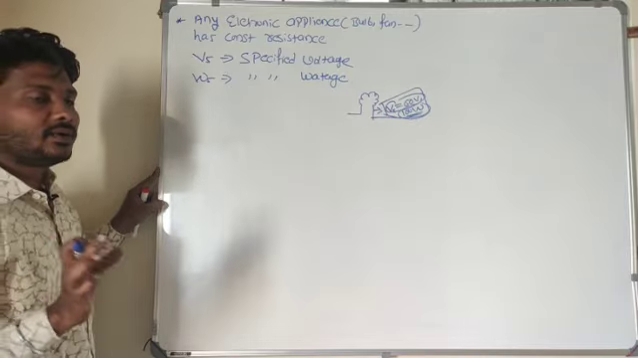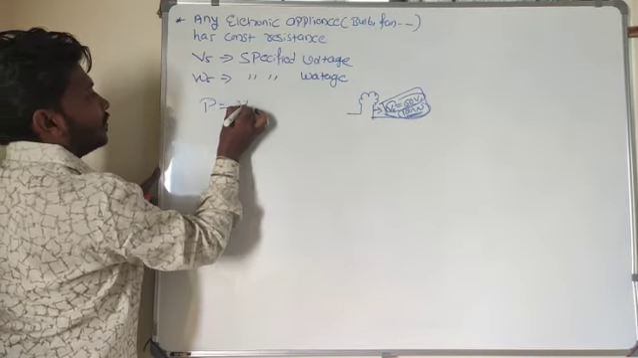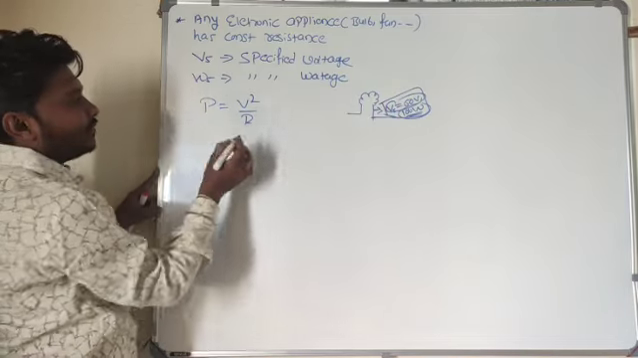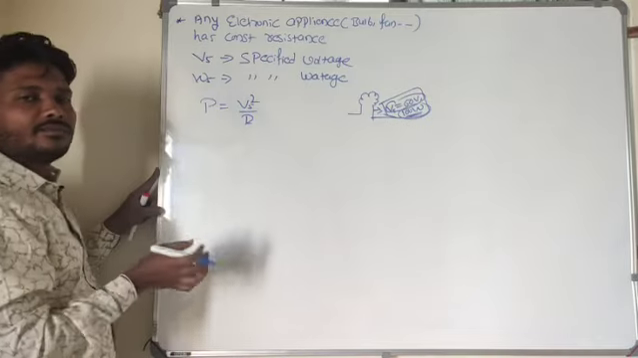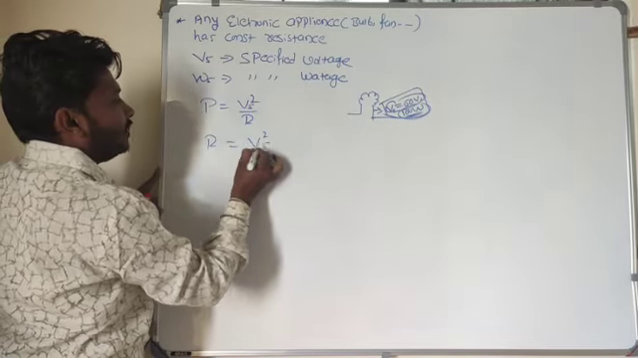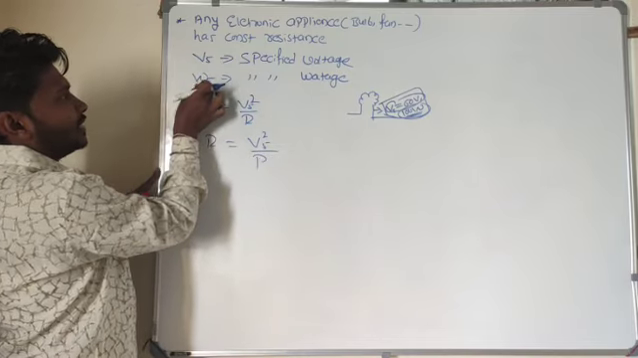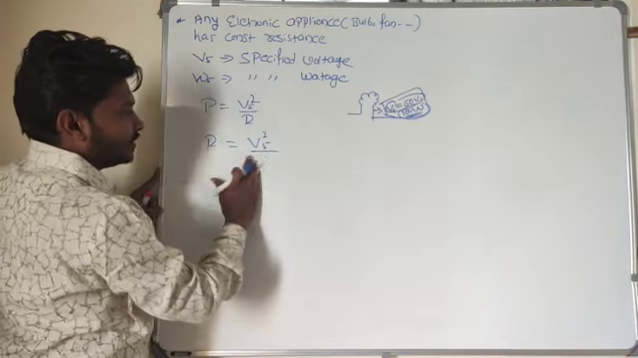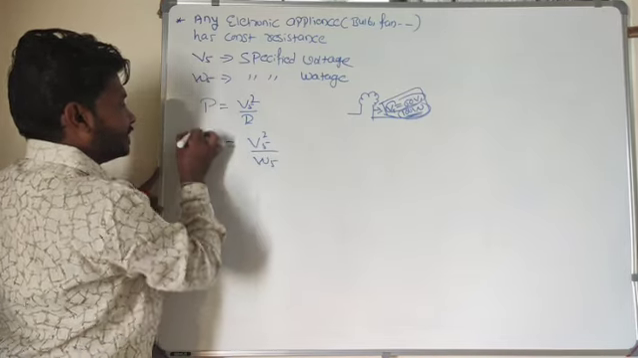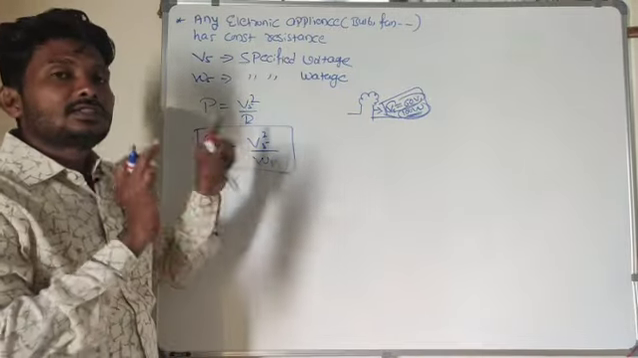Then how do we find the resistance of this bulb? Look here, power is equal to V square by R, where V is the specified voltage, so I will take it as V of S. So R is equal to V square of S divided by P. This power you can also consider as wattage, so P is the specified wattage. So this is the formula to find the resistance.